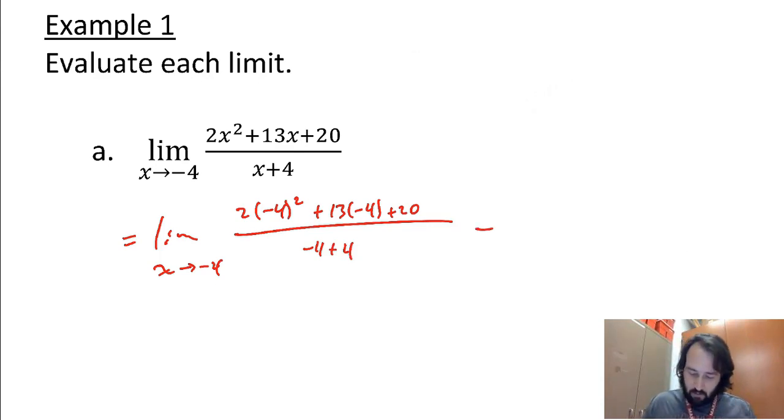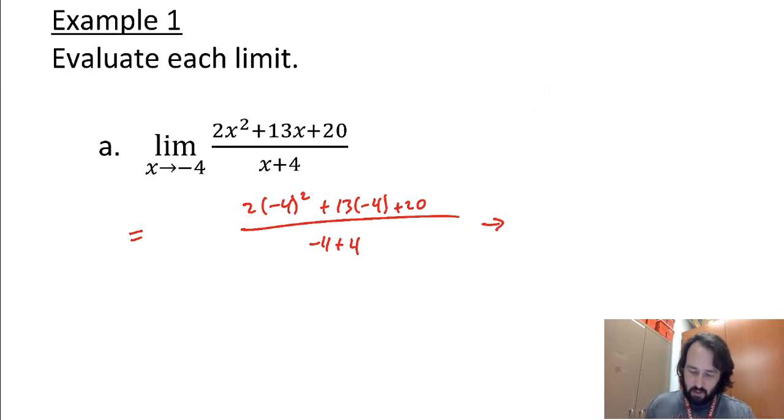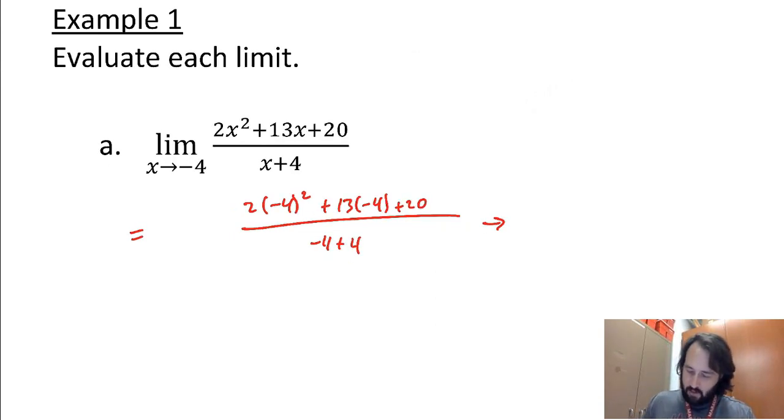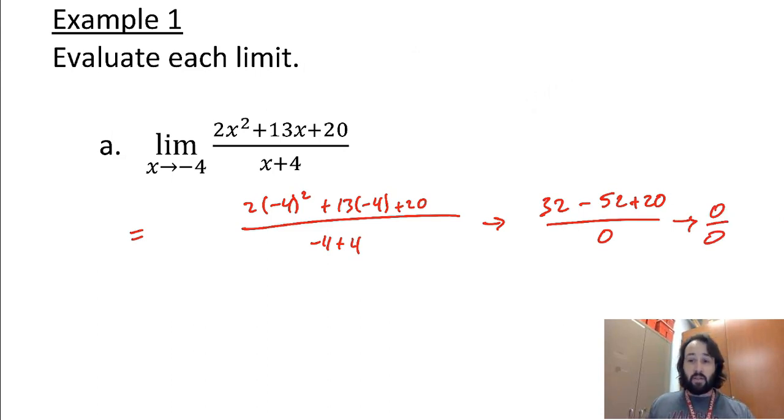Oh, no, don't put the limit. Mr. Pike, what are you doing? Don't put the limit, you already evaluated the limit. So this would equal this when I substitute the numbers in, which would lead me to 32 minus 52 plus 20 over 0, which would lead me to 0 over 0, which is indeterminate.